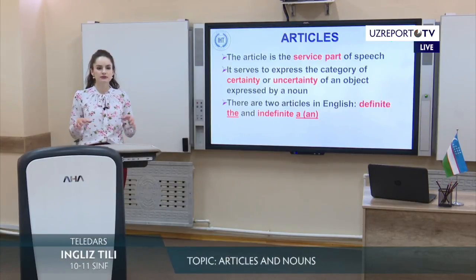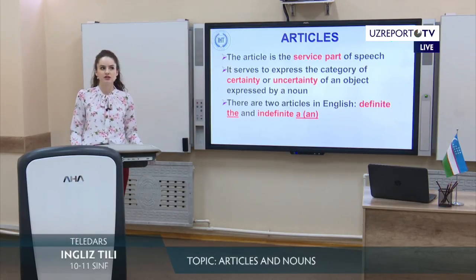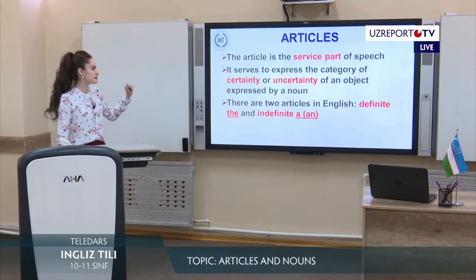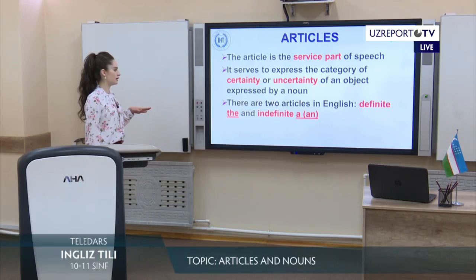So, what about articles? An article is also a part of speech. We use it not to name some things, but we use it for connecting nouns in our speech. They make our speech more exact, understandable, clear. So here you may see some definitions. The article is a service part of speech. As I said before, we use them in order to connect other words in the sentence. Then, it serves to express the category of certainty or uncertainty of an object expressed by a noun.